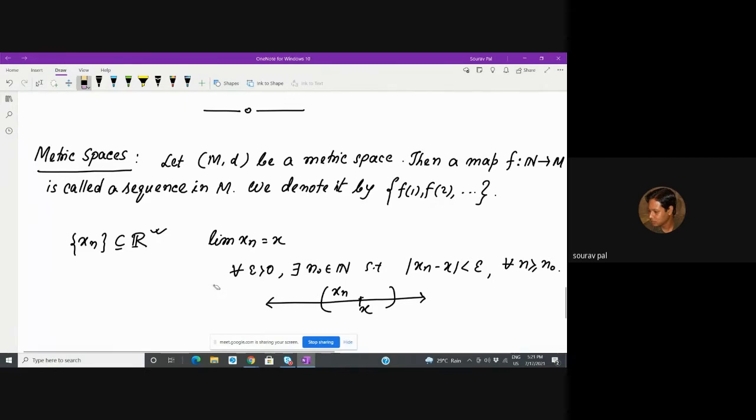When do you say that a sequence of real numbers converges to 0? If the limit is 0, you just remove X and put 0 there. So it will be just |Xn| less than epsilon. So we define the convergence in a metric space with the help of convergence in the real line. How? Let us see.